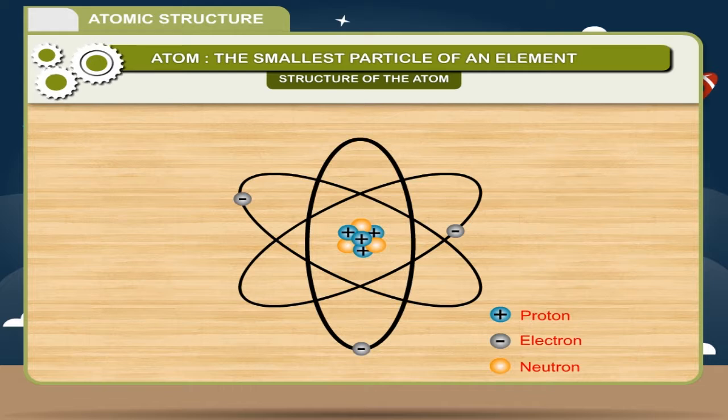Electrons are much smaller than neutrons and protons, about 1800 times smaller. The neutron doesn't have any charge.